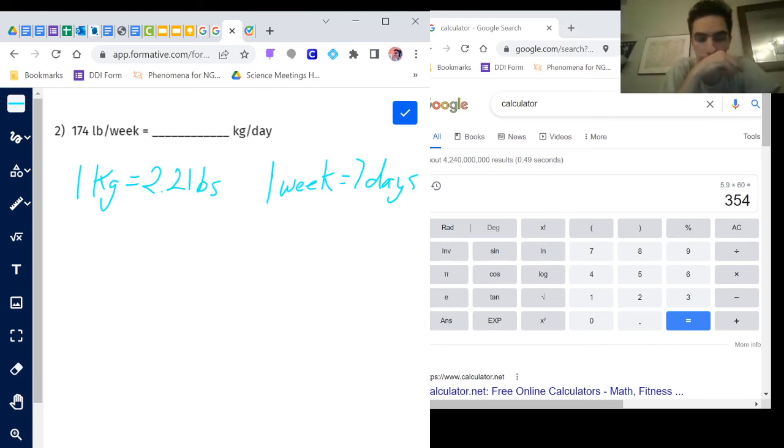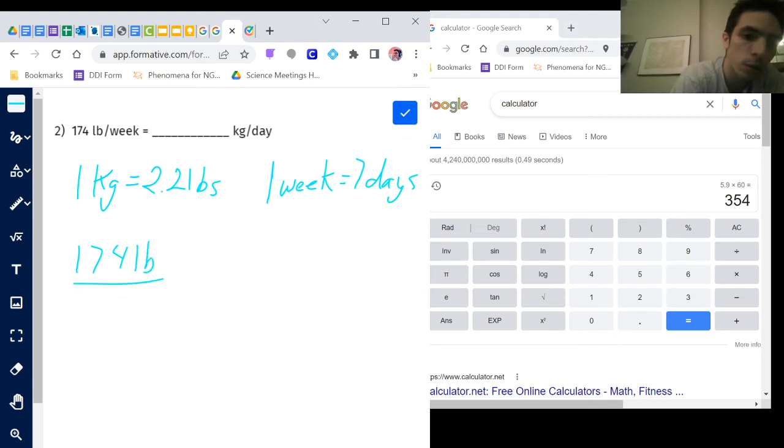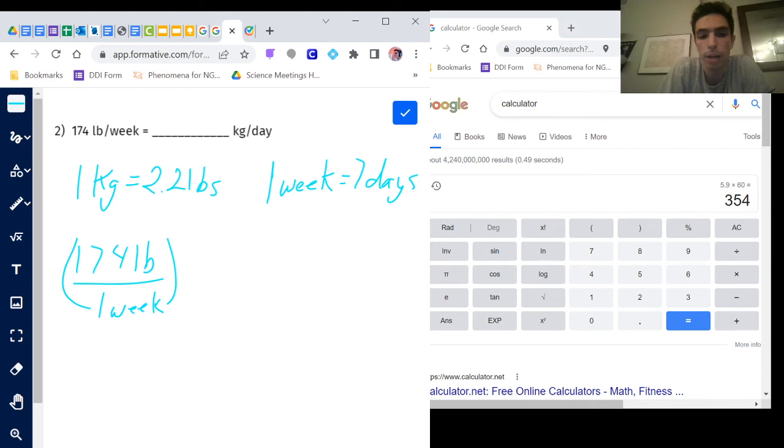Okay. So let's start out with our given unit. 174 pounds per week. And the order that we do this in doesn't matter. We could either convert pounds or weeks to kilograms or days first. It doesn't matter. Just because of the order that I wrote it in, I'll go with the pounds to kilograms conversion first.